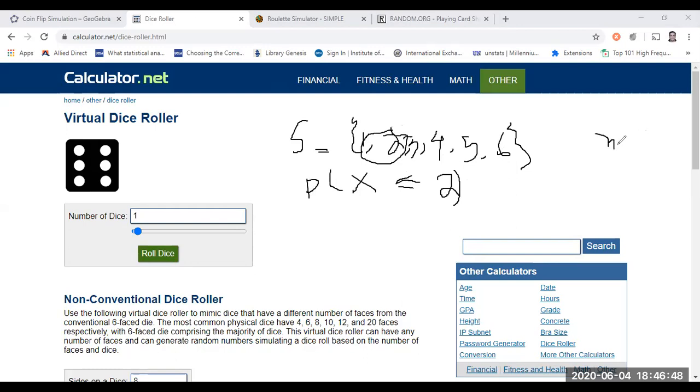What is the chance for it? Total outcomes are 6, and the favorable outcome for my event is 2. So what is going to be the probability? 2 by 6 or 1 by 3, which is actually 0.33. So let's roll it again. This is less likely to happen, but still it can. Let's roll the die again.